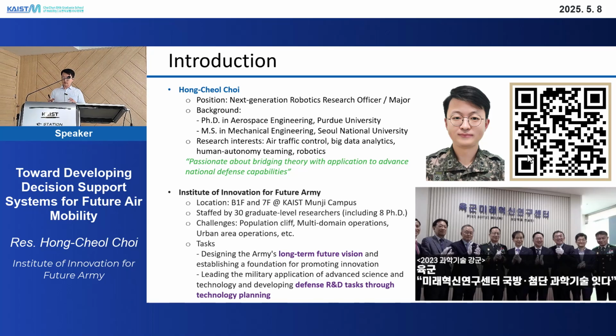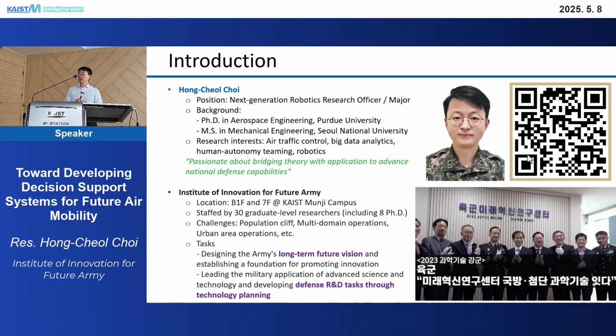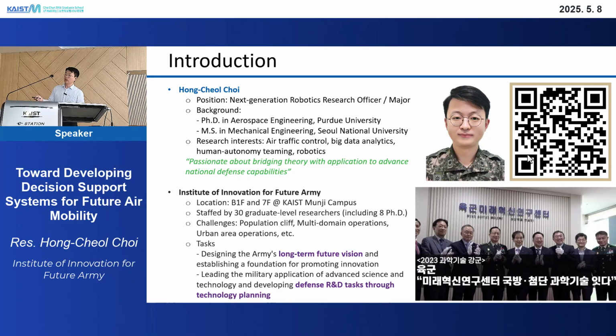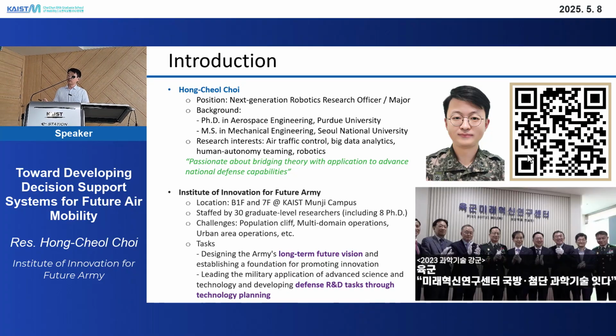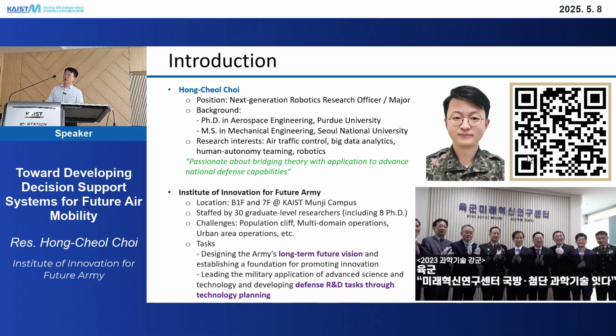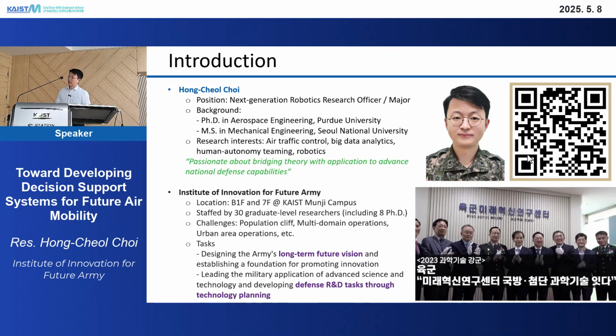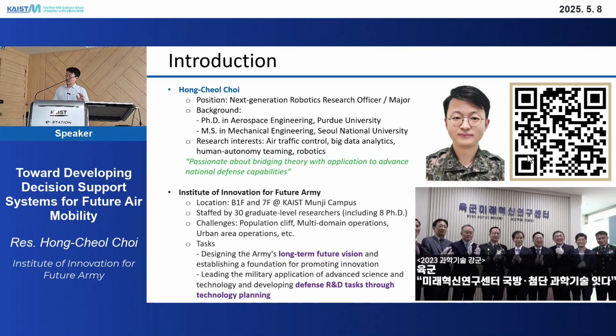Our center was actually located in Gyeong, not in Daejeon, but we moved here to the Munji campus for better collaboration with KAIST. Our task is basically to suggest and design the future Army's visions, and we also try to do some defense R&D, research and development tasks, using technology planning. I hope we can have more collaboration and co-work with you and other professors at KAIST. Then I will get into my research topics.